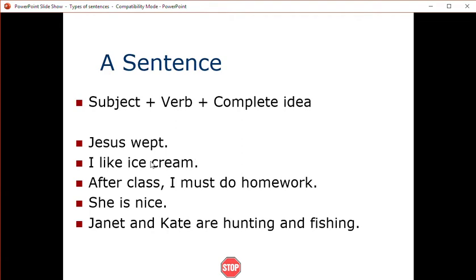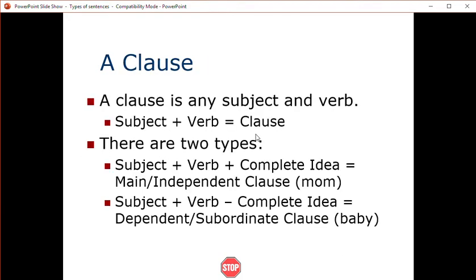Okay, this is a complete sentence. It has a subject, it has a verb, it has a complete idea. After class, I must do homework. Again, must do what? Homework. Who must do it? I. Subject, verb, complete idea. After class just tells us when. She is nice. Predicate adjective, nice describes she, the subject. Is is a linking verb. Janet and Kate are hunting and fishing. Again, we have the verb, are hunting and fishing. Who are hunting and fishing? Janet and Kate. Each one of these shares the same thing. They all have subjects, verbs, and complete ideas.